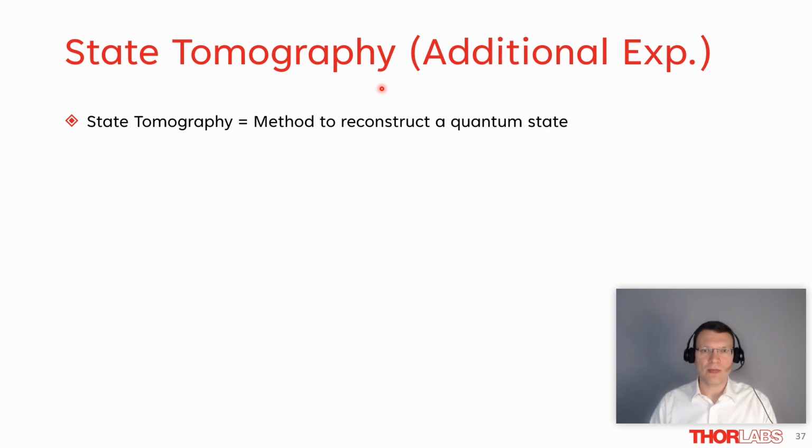Next experiment is called state tomography. If you don't know what that is, essentially you can't just measure the state of a photon or a photon pair with one quantum measurement. You have to prepare your system in the same way multiple times and do multiple different measurements to reconstruct the entire quantum state of the system. And that's what state tomography does.